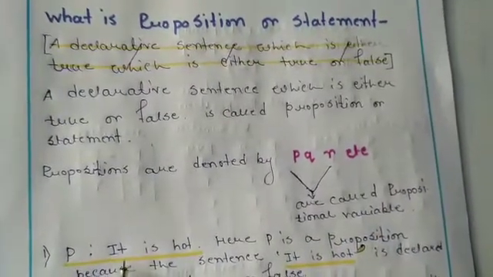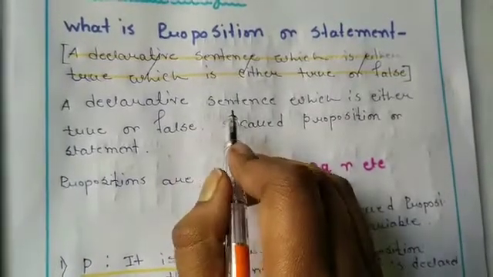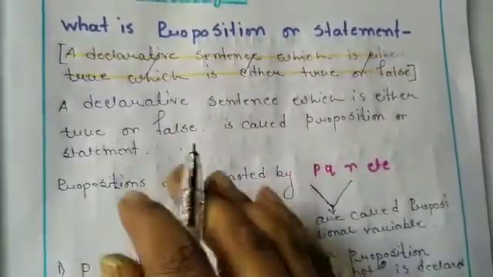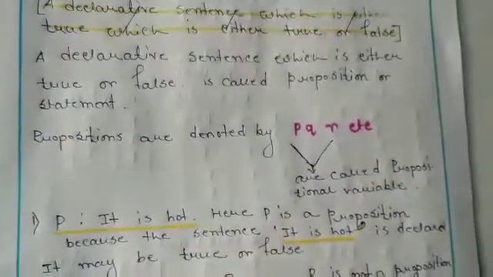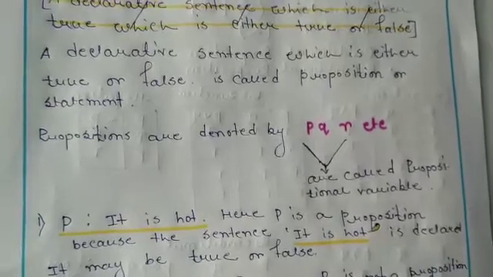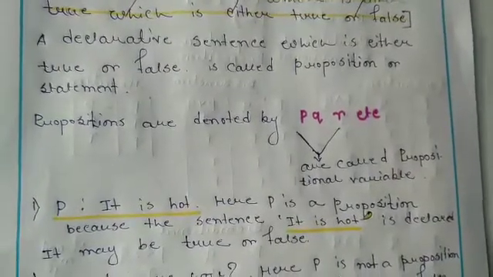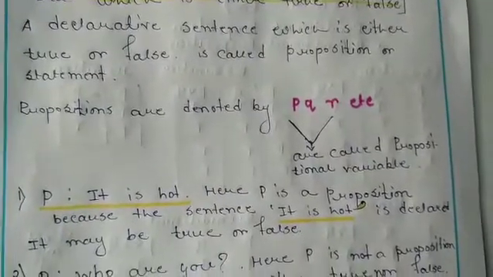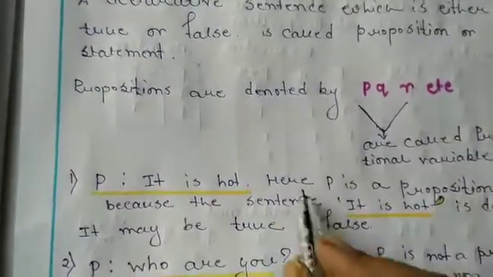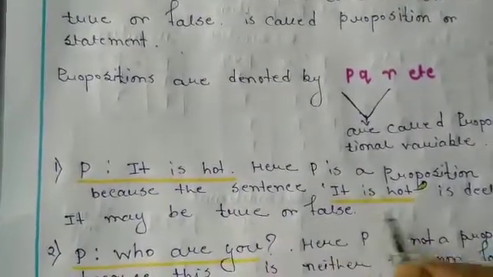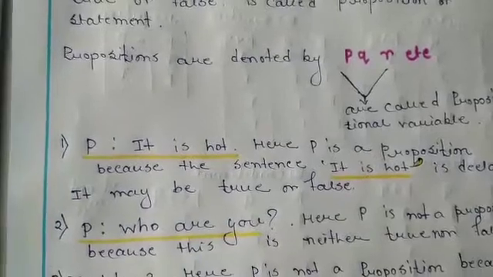Suppose I have a sentence: it is hot. It is a declarative sentence. By our definition, a proposition should be a declarative sentence and it should have a truth value, true or false. If I tell you it is hot, you can say yes it is, or you can say no it is not. You have only two options, true or false. So here P is a proposition because the sentence "it is hot" is declarative and it may be true or false. No other options are available, so it is a proposition.